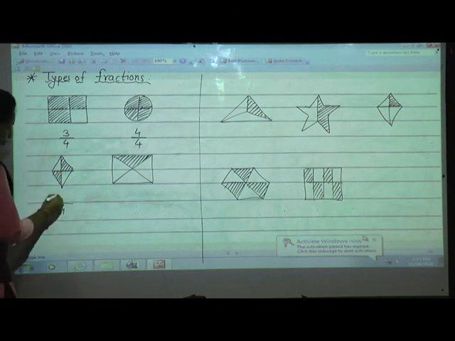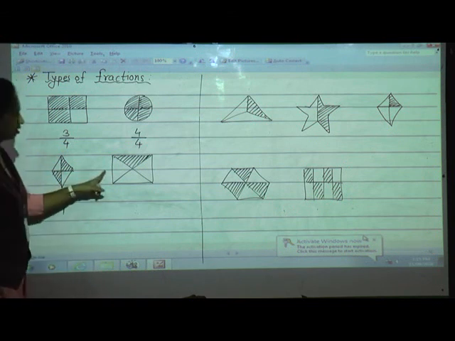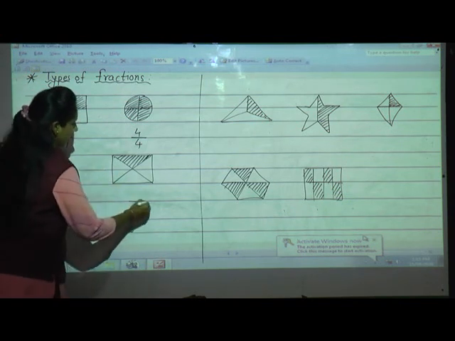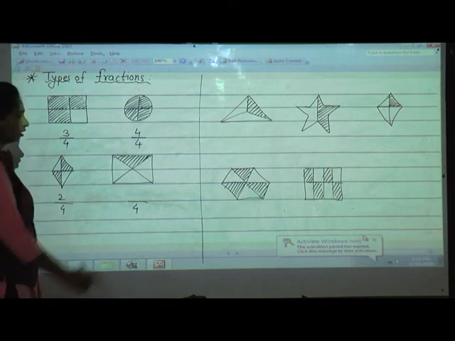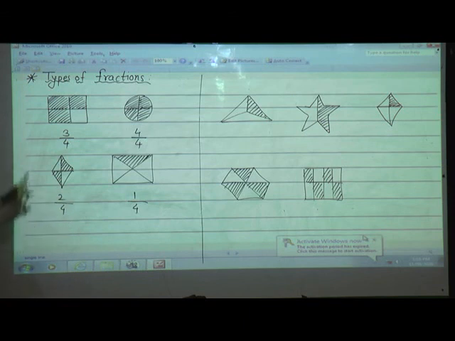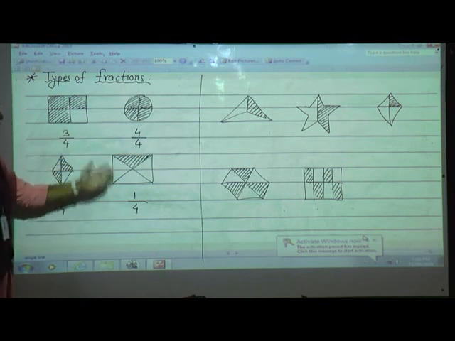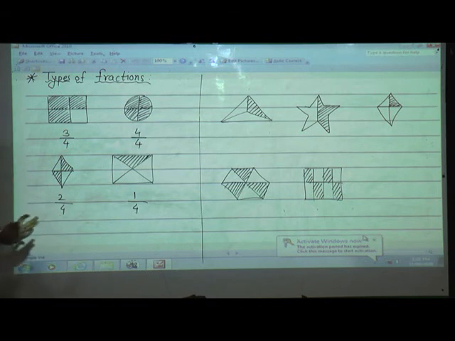1 and 2. Clear? Now see this shape. Now how many parts are there? 4. Out of how many parts are colored? Only 1. Now what you can observe in these 4 fractions? Think everyone, what is there? What is same?